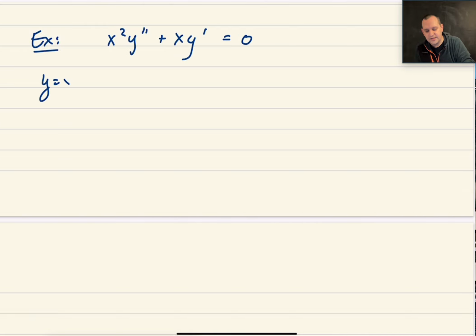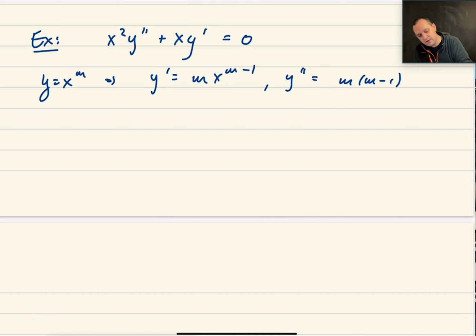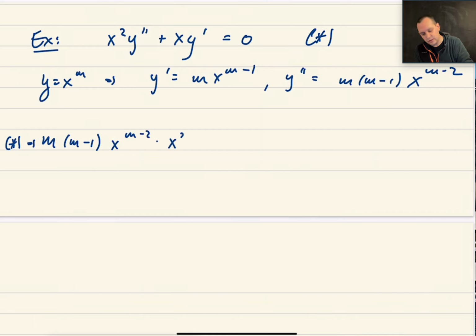And if y is x to the m, then we know that y prime is m x to the m minus 1. Y double prime is m times m minus 1, x to the m minus 2. Plug everything back in, and we get m. So let's call our differential equation star. So our differential equation is going to be m times m minus 1, x to the m minus 2 times x squared plus x times y prime, which was m x to the m minus 1. That's going to be equal to 0.